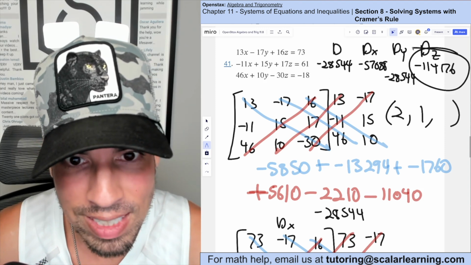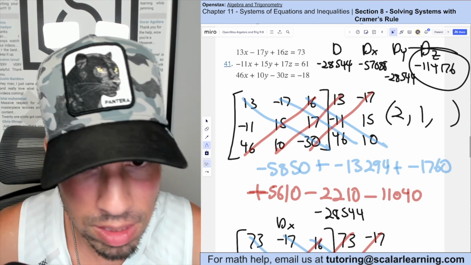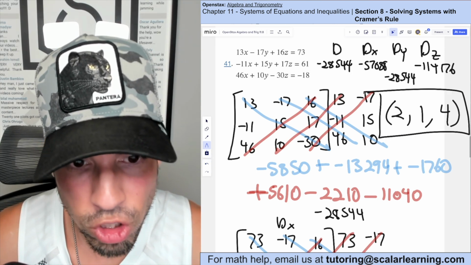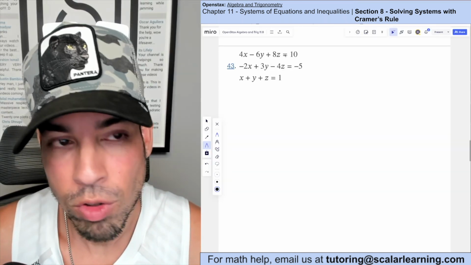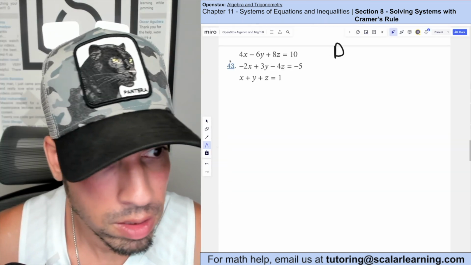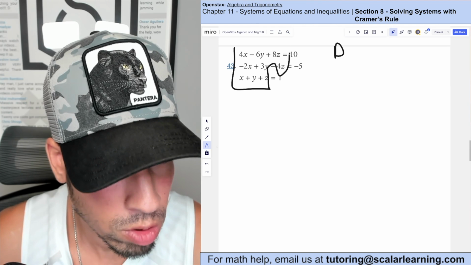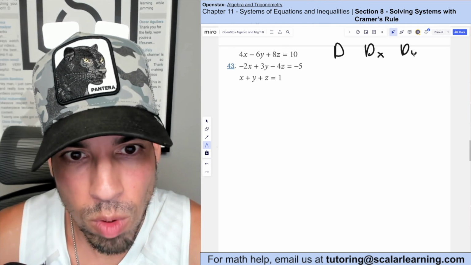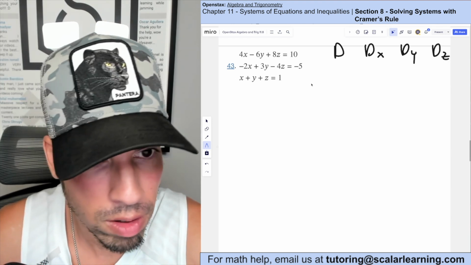Last but not least, dz divided by d to get z, and that is positive 4. So there is your solution done. So for this one, using Cramer's rule, once again, we're going to find d of the matrix with all these guys, right? And then we're going to find dx, dy, and dz.